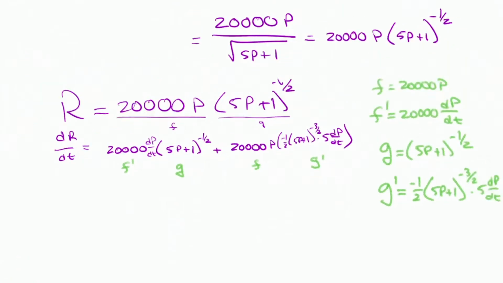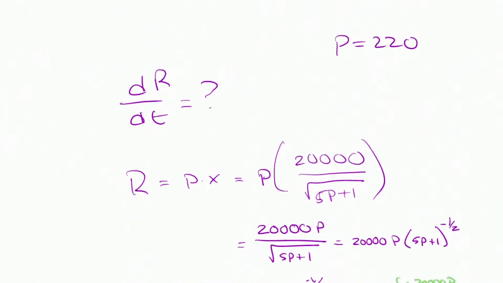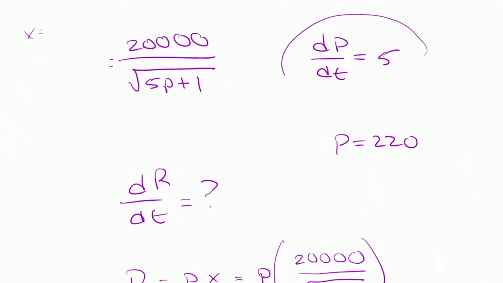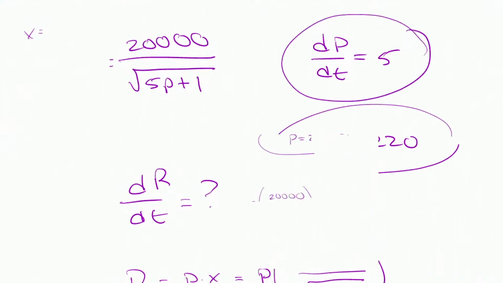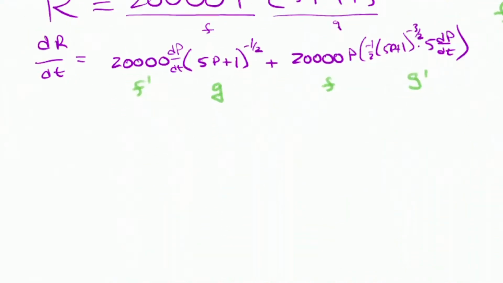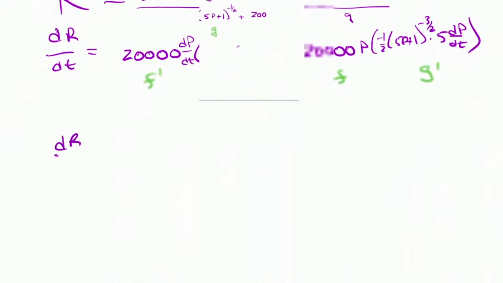We're so close. Now I just have to plug in the numbers. The numbers I'm going to plug in are dp over dt is 5 and p is 220. Let's see if I can do that. So dr over dt is equal to 20,000. dp over dt was 5 and this was 220.